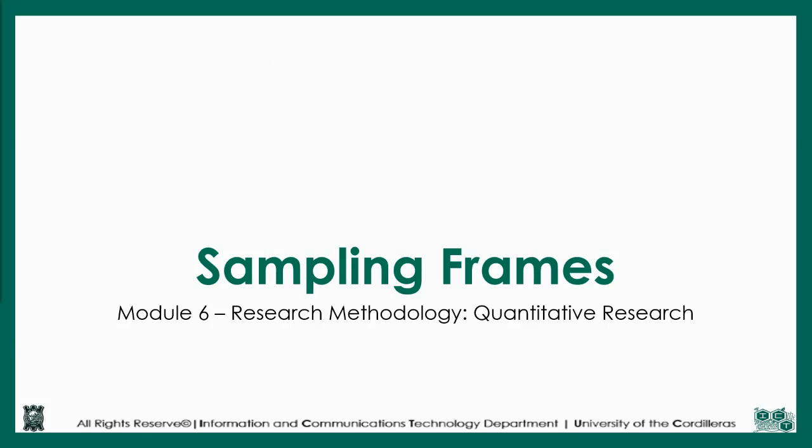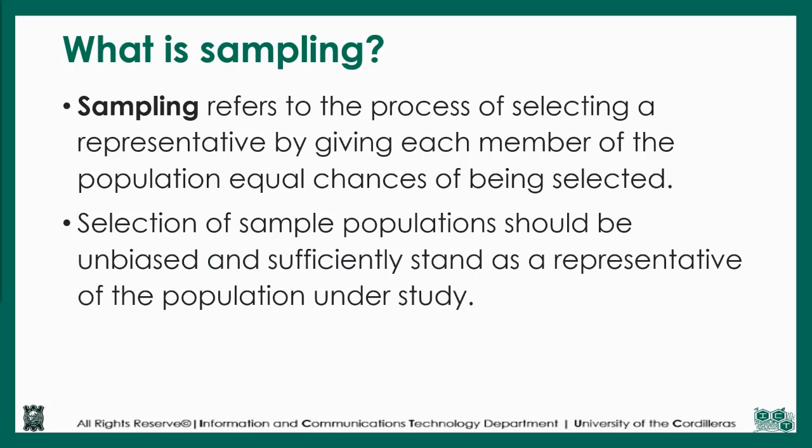Now, let us move on to the last part of this module, which is sampling frames. So what is sampling? Sampling refers to the concept or the process of selecting a representative by giving each member of the population equal chances to be selected. Selection of a sample population should be unbiased and sufficiently stand as a representative of the population under study.